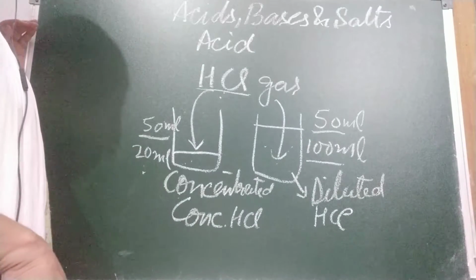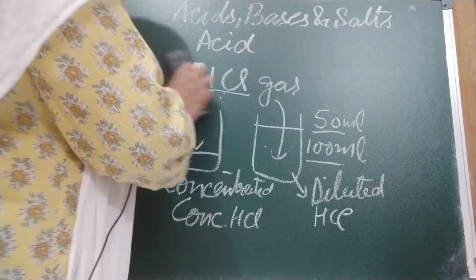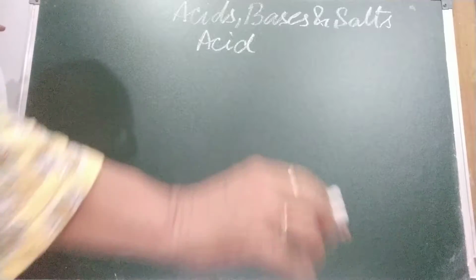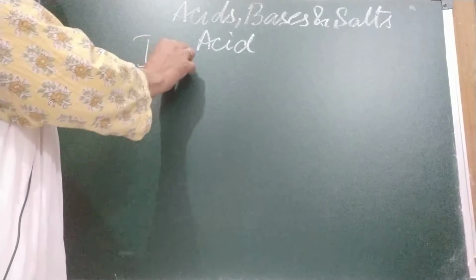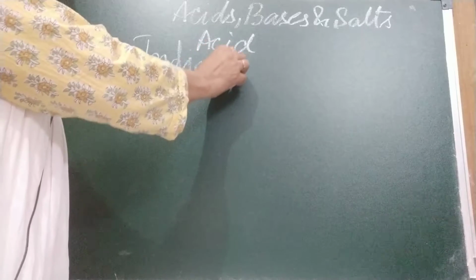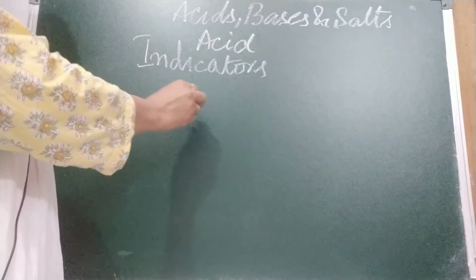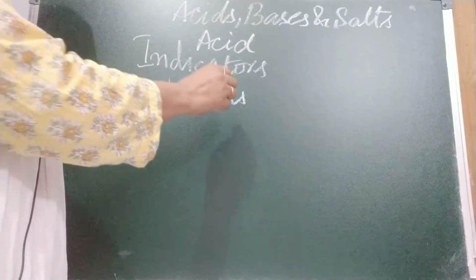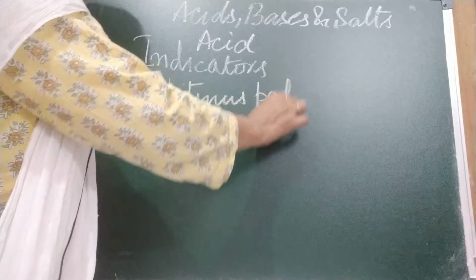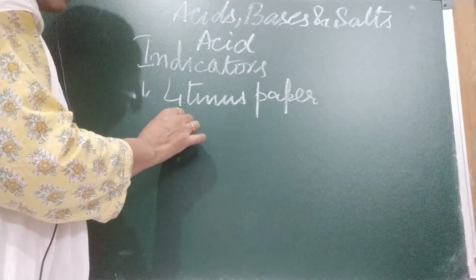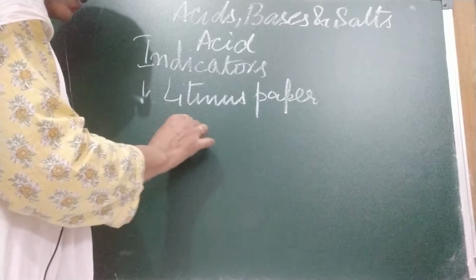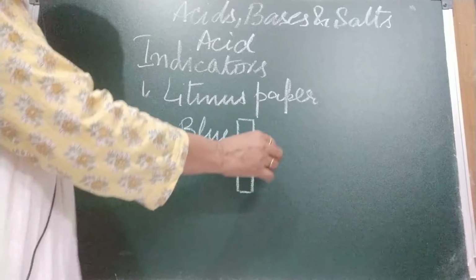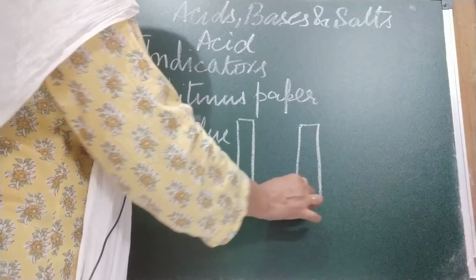Children, how are we going to check an acid? There are a few substances we call indicators. I am going to tell you about the indicators. One is litmus paper, available in the laboratories. Litmus paper is of two types: one is blue and the other is red. This is blue litmus paper and this one is red.